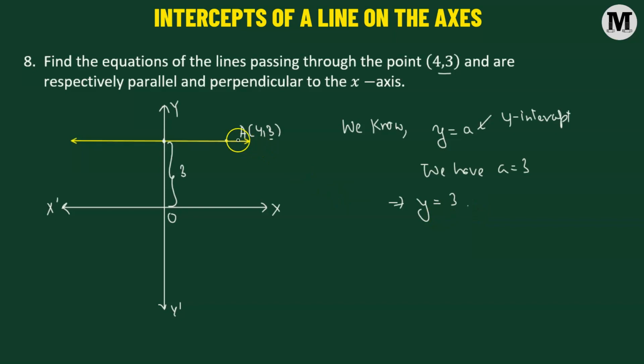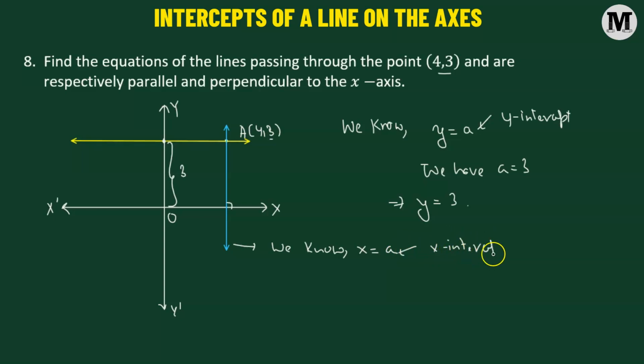Okay, next we'll consider another line which is now passing through the same point A but perpendicular to the x-axis. So here we have the line which is perpendicular to the x-axis. If it is perpendicular to the x-axis, it also means that it is parallel to the y-axis. Now what's the equation of a line that's parallel to the y-axis? We know that the equation of that line will be given by x equals a, where a is the x-intercept of that line.